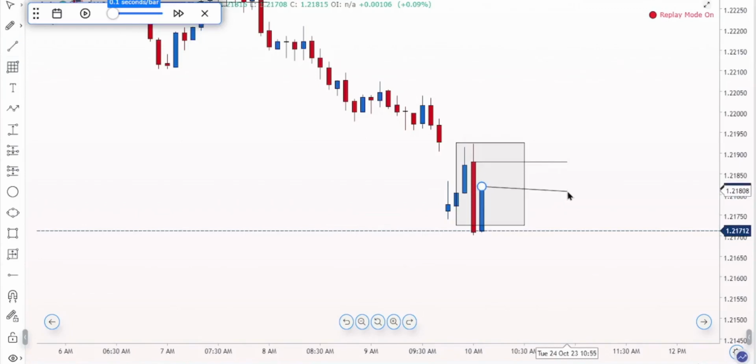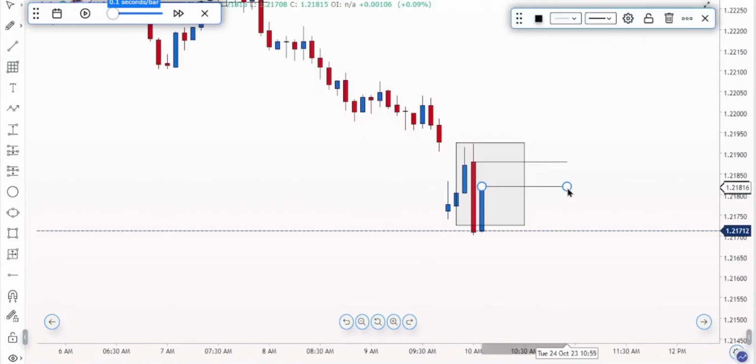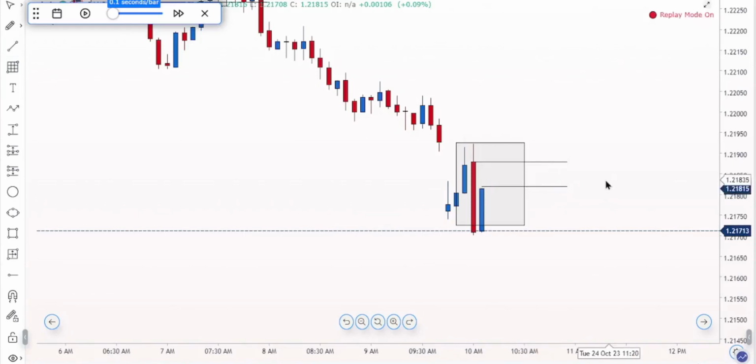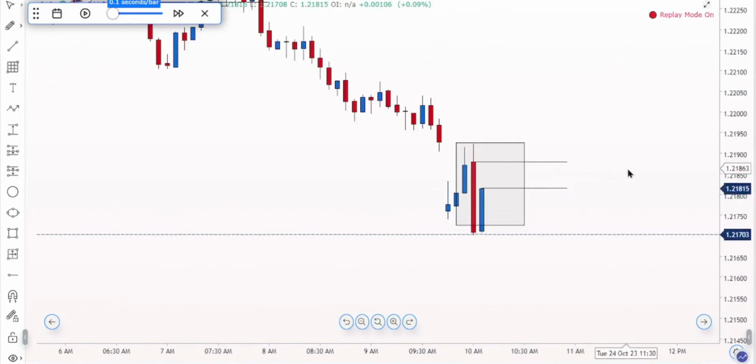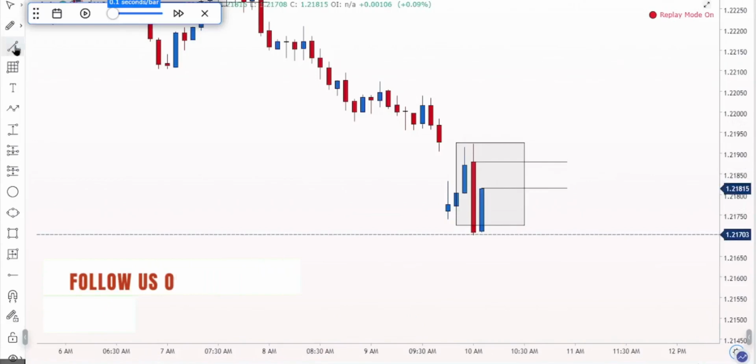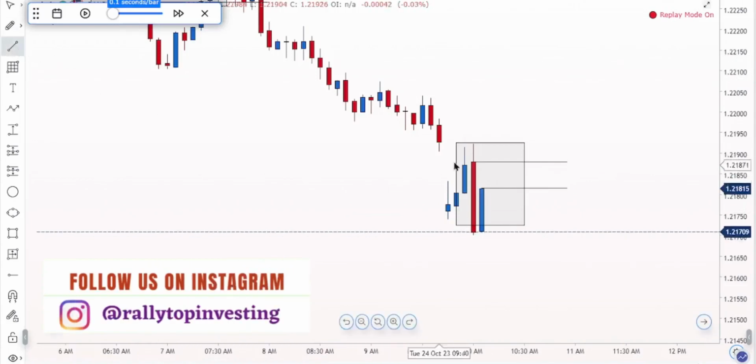So this is the gap that you have in the market. Okay, that's the gap. As you can see, this candle opening is not touching this one. Why do I mark it as a fair value gap? Because there is an OB here, a very high probability OB.